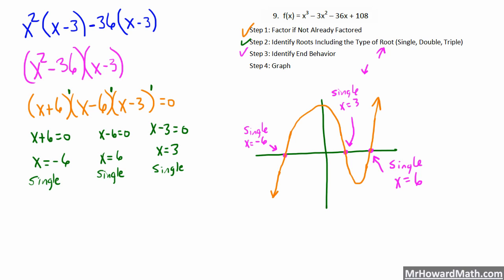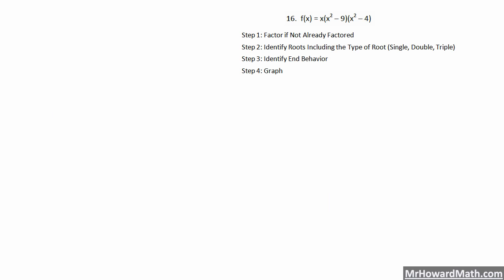Let's look at one last example. All right, one last example here. This is problem 16 for my students from your assignment section. We have the problem f of x equals x times x squared minus 9 times x squared minus 4. All right, we need to factor this first. It's not factored already because this will factor some more and this will factor some more. All right, so we're actually going to need to do that.